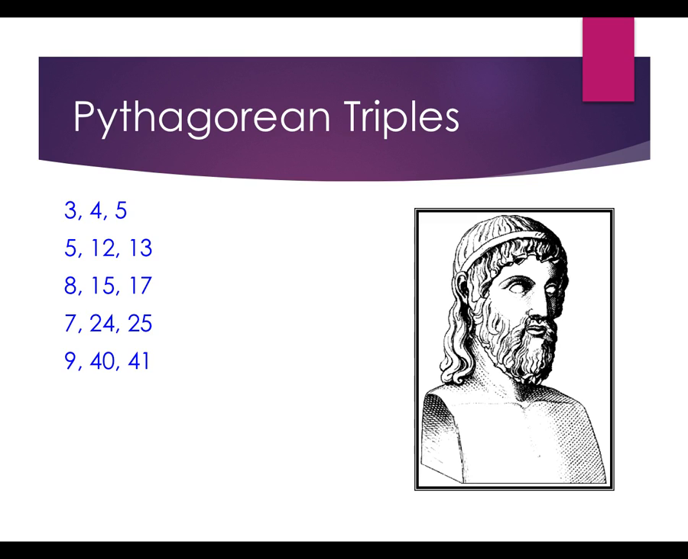Pythagorean triples. What some of you have already noticed is that there are certain triangle lengths that always work out to be a right triangle. The big one we've seen repeatedly is 3, 4, 5, but 5, 12, 13 pops up. The weird thing about Pythagorean triples is it actually generates an infinite number of triangles.